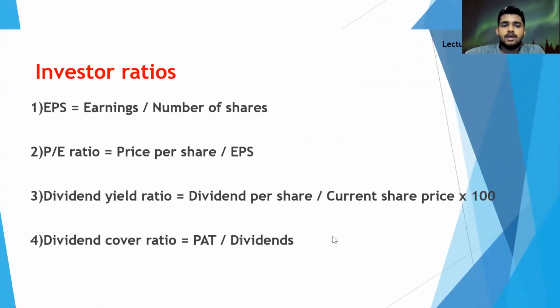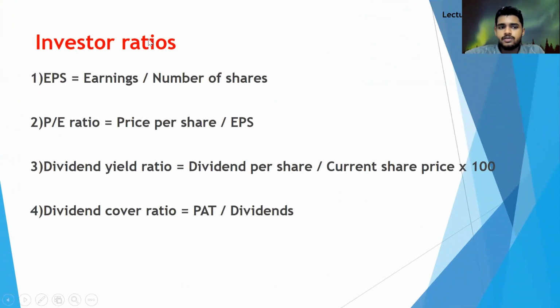Then we have investor ratios. Earnings per share is equal to earnings divided by number of shares. Price to earnings ratio, PE ratio, is equal to price per share divided by earnings per share. Dividend yield ratio is equal to dividend per share divided by current share price into 100. Dividend cover ratio is equal to your profit after tax divided by dividends.